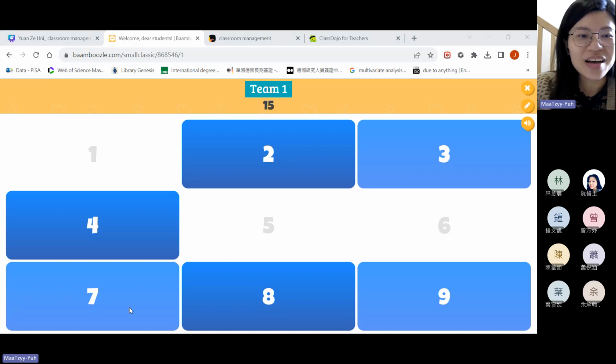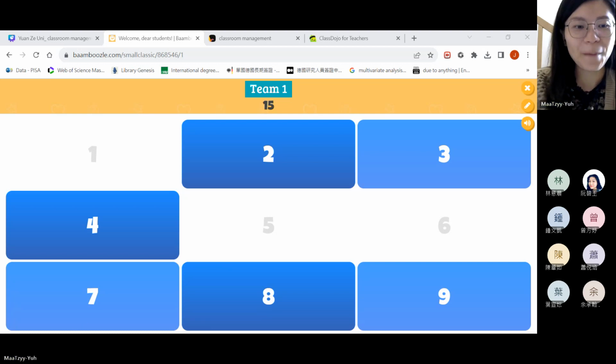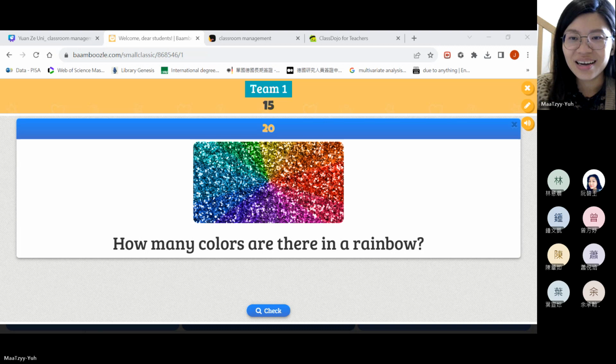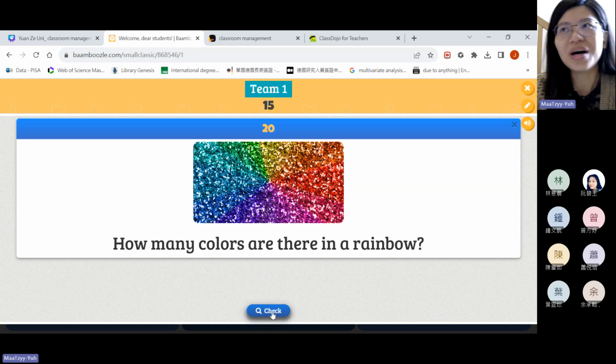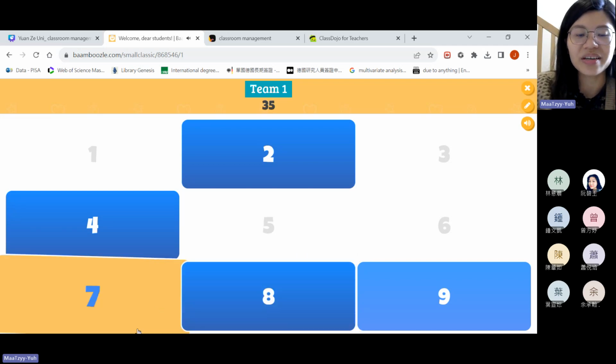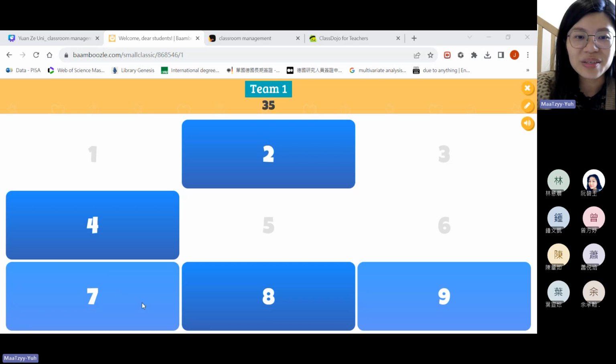And then next one, Fang Yu, can you please give us a number? Number 3, thank you. So how many colors are there in a rainbow? It's an easy one. Can you please tell us? There are 7 colors, thank you. And if you want to push a little bit, you could have asked the students, oh, which 7 colors? Can you tell us what colors there are? And then there's another one.